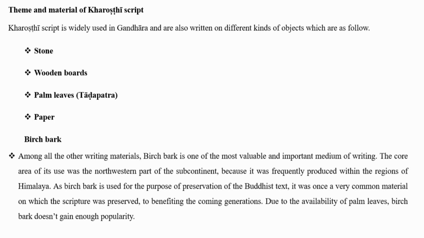The core area of its use was the northwestern part of the subcontinent, because it was frequently produced within the region of the Himalaya. As birch bark was used for the preservation of Buddhist texts, it was once a very common material on which the scripture was preserved. Due to the availability of palm leaves, however, birch bark did not gain enough popularity.